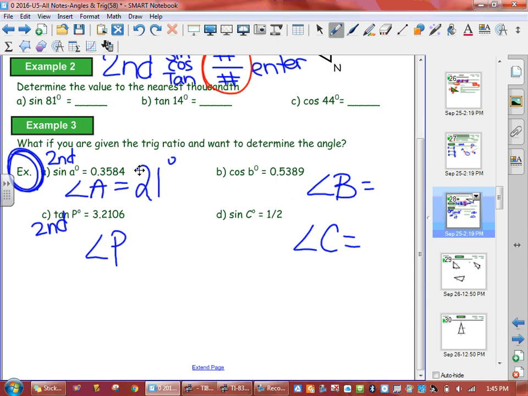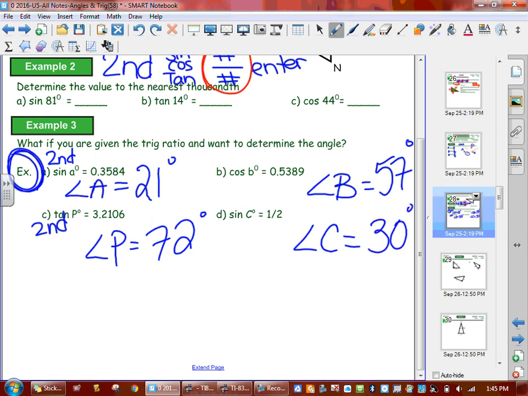57. 57? Yes. 57 degrees. How big is angle P? 72. 72 degrees. And angle C? 30. 30 degrees. Perfect.